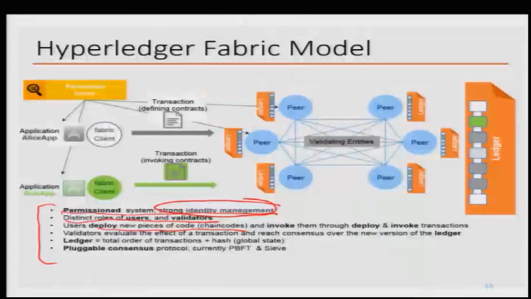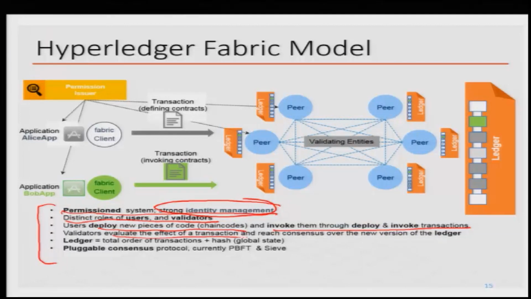Here the blockchain is configured such that all the users have different roles. Some are just clients, some are just peers, some are actually orderers or consensus making nodes. So, everybody has certain roles, and this is pre-configured by the blockchain administrator. The users can deploy smart contracts or chaincodes and invoke them through deploy and invoke transactions.